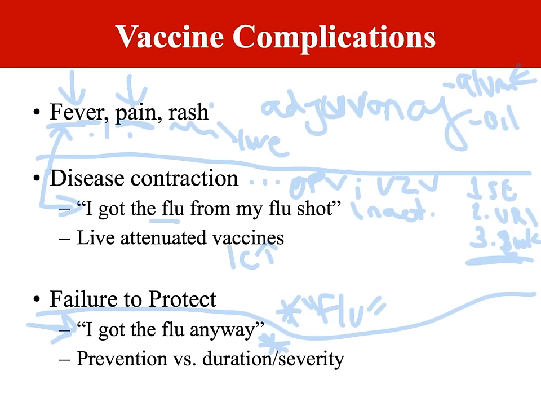Okay, so under the heading of failure to protect, there's this issue of prevention of disease versus duration and severity of disease. As much as I just spent time saying yay flu shots, they are not completely protective because influenza is a very diverse virus. And we make our best guess at what strains are going to be circulating in any given flu season, but we're not always right. And sometimes we're extremely wrong, or sometimes a brand new strain emerges and catches everybody by surprise.